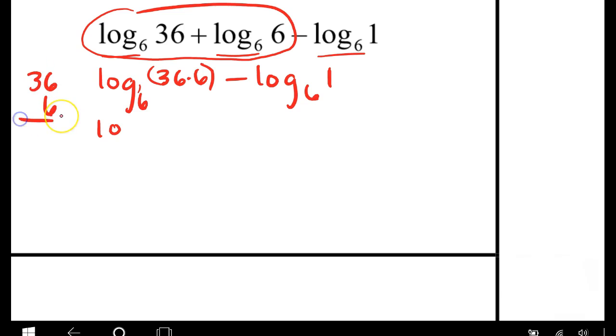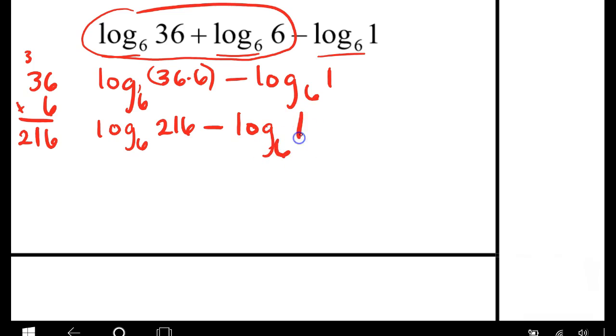Let's multiply 36 times 6. Okay, 6 times 6 is 36. Carry the 3. 6 times 3 is 18, plus 3 is 21. So 216. So 216. Log base 6 of 216 minus log base 6 of 1.